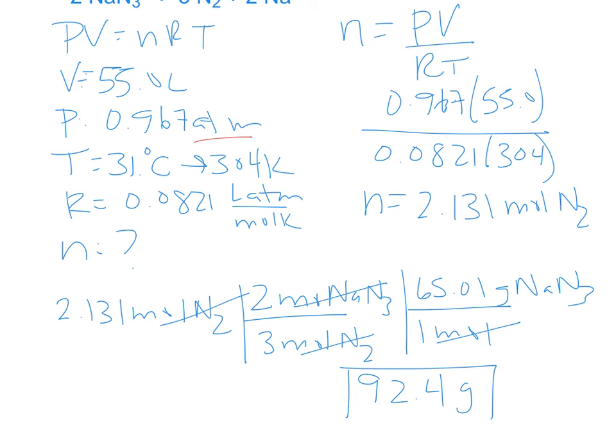conditions change from STP. Now just a quick recap: if our conditions stay at STP, we can simply use this factor. We know that 1 mole occupies 22.4 liters at 0 degrees Celsius and 1 atm. However, if we're not at STP, to solve for either the volume of the gas or the moles of the gas, we'll have to use PV equals nRT.